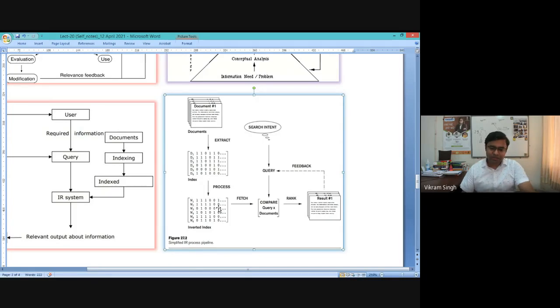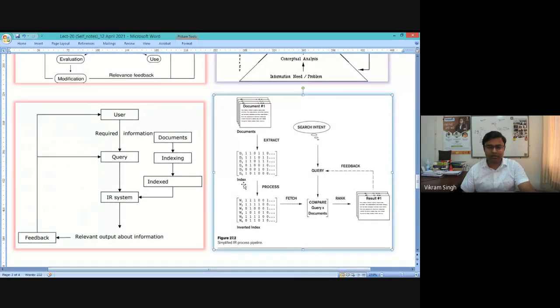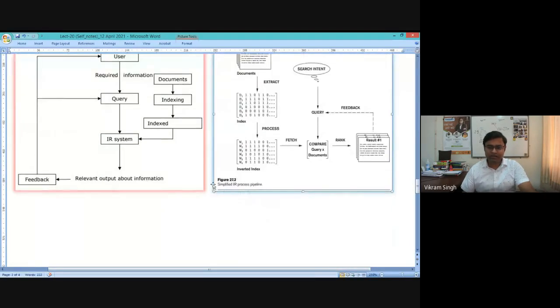Now, based on this inverted index, you can easily perform the comparison, and this result will be directly sent to the user. And based on some feedback, you can always improve your system. This last, fourth figure is taken from one of the books which is widely used by students to understand such processes.